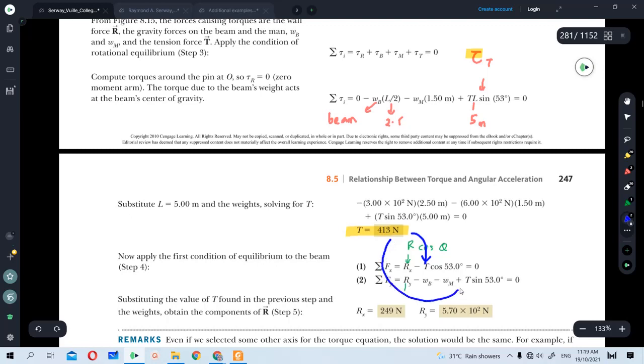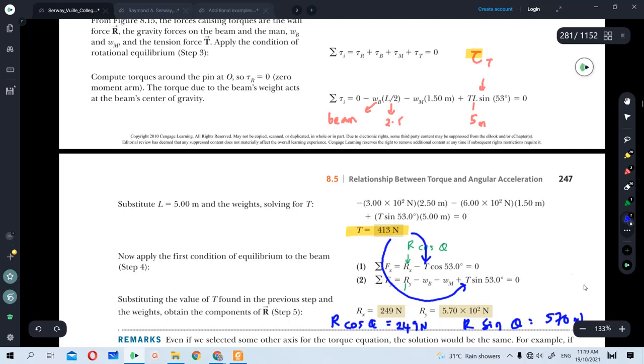Now that you have 413, bring it into the x and y components as in this one here, and as well here. You will get the value of R in the x direction, which I write as R cos theta, 249 Newton, and R in the y direction, which is R sin theta, as 570 Newton.